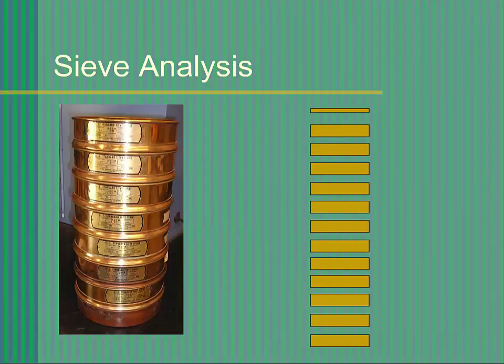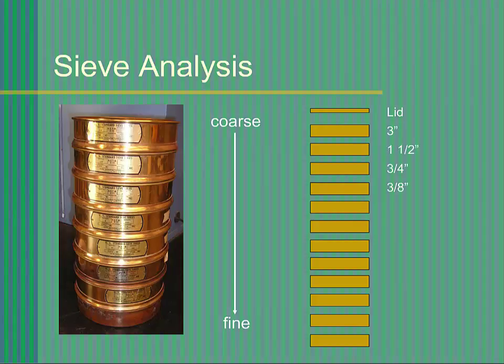To sieve the soil sample, you must create a sieve stack. The sieves are arranged in order with the coarsest on top and the finest sieves below. The last item in the stack is always the pan. A standard sieve stack is shown. Lid, 3-inch, 1.5 inch, 3/4 inch, 3/8 inch, number 4, number 8, number 16, number 30, number 50, number 100, number 200, and the pan.